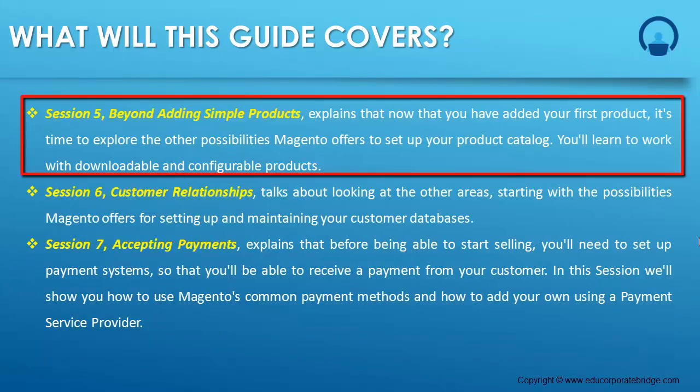Session 5 will be covering going beyond adding simple products. It explains that once you have added your first product, it's time to explore the other possibilities Magento offers to set up your product catalog. You will learn to work with downloadable and configurable products.